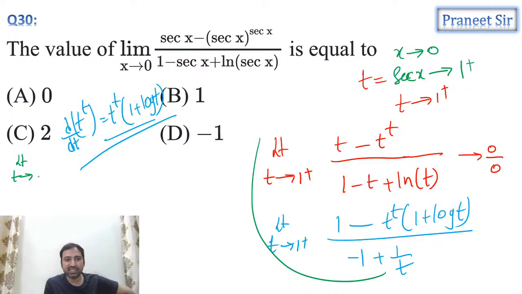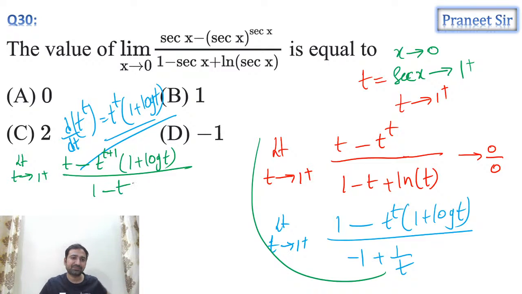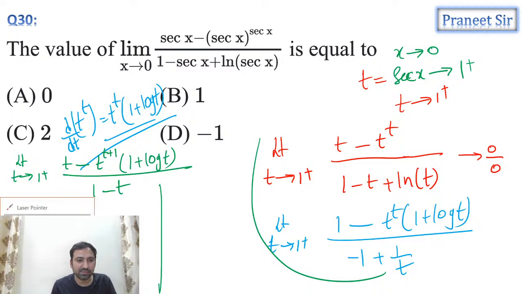Limit t tending to 1 plus, the numerator is t minus t power t plus 1 into 1 plus log t, and the denominator is 1 minus t, we are getting, guys. Yes, as we are getting 0 by 0 again, can we apply L'Hospital rule one more time? Let's apply L'Hospital rule one more time. If you apply it one more time, what do we get?